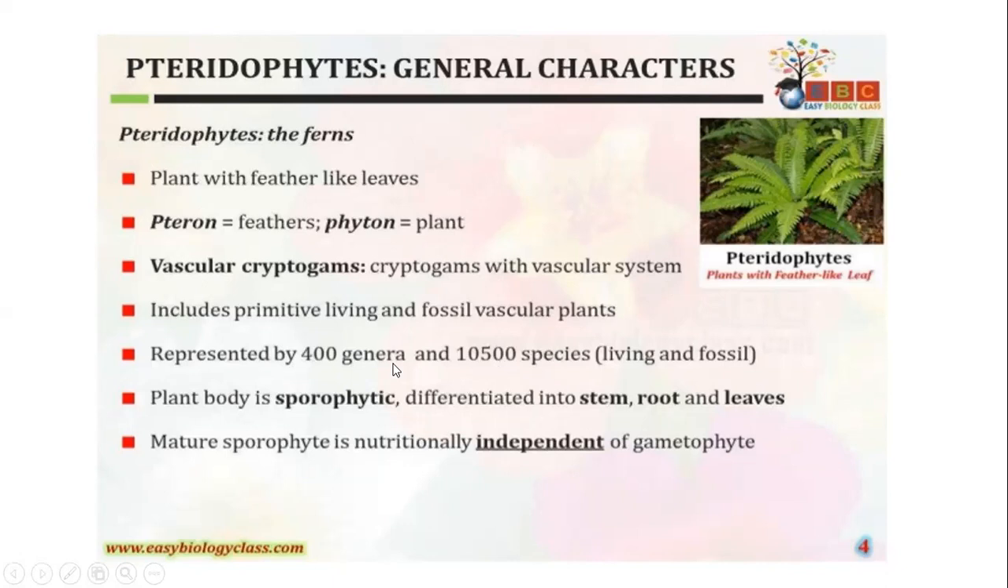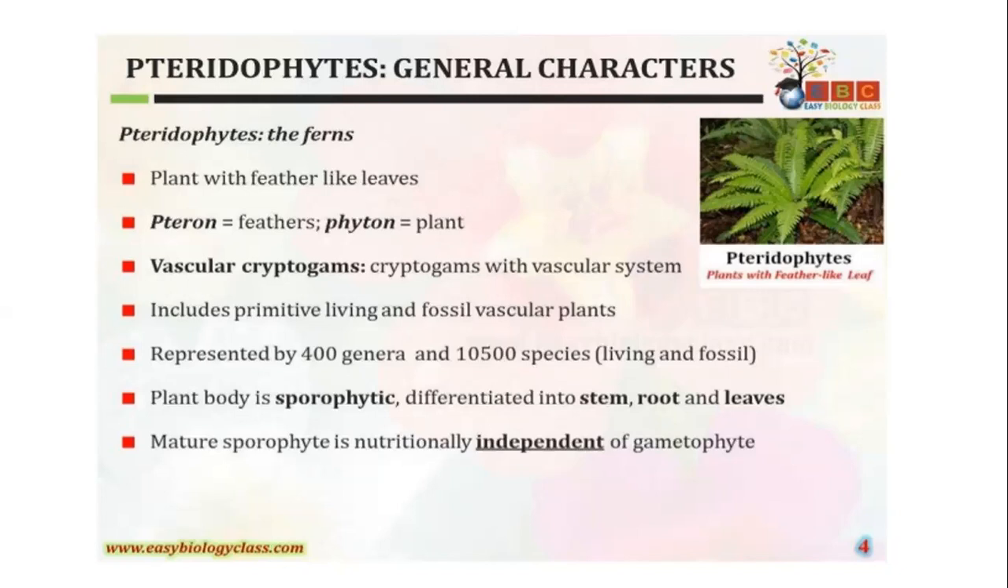Next, a common point in the general characters of pteridophyta: in bryophyta, the plant body is the gametophyte, but in pteridophyta, the plant body is the sporophyte. The adult plant is the sporophyte here. In bryophyta we called it gametophyte because in the thallus we can see the development of sexual organs. But in pteridophyta, the adult plant, the main plant, is a sporophyte. That sporophytic main plant is responsible for production and liberation of spores. Spores are released directly from the plant body. That is why we call the plant a sporophyte.